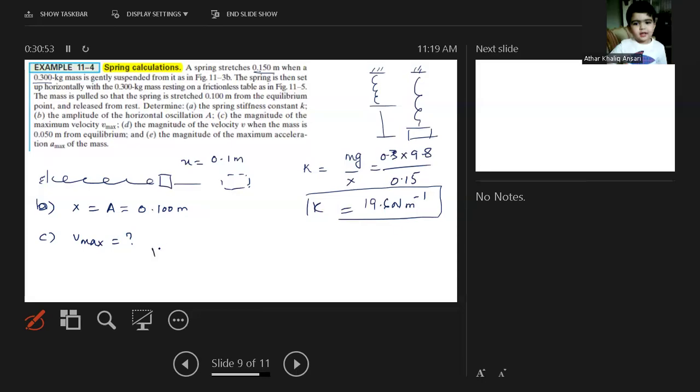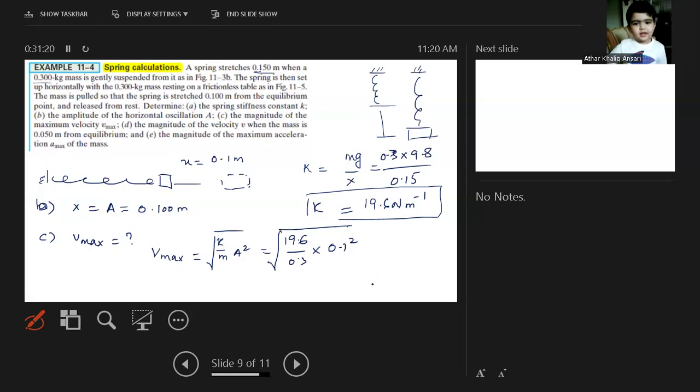In vertical position, they will tell us if it's max or not. Horizontally, automatically it will be max because whatever you pull, whatever the load, it cannot extend. So Vmax is the square root of K over M times A square. So can you just substitute the values, 19.6 over 0.3 times 0.1 squared? What's the answer, please?